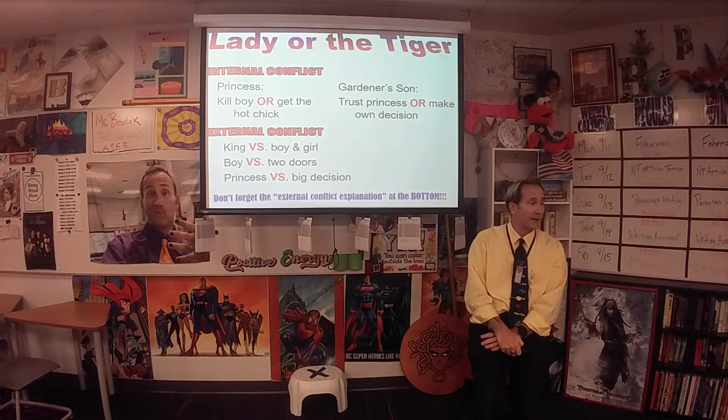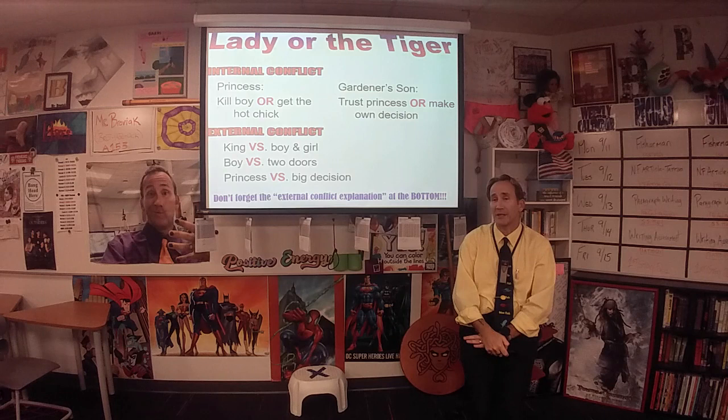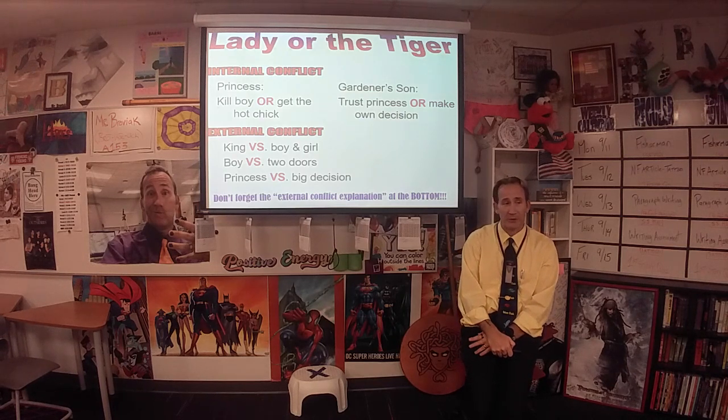And then don't forget, at the very bottom, there is a spot that says external conflict explanation. That is the area most kids lose points on, because apparently reading directions is hard.